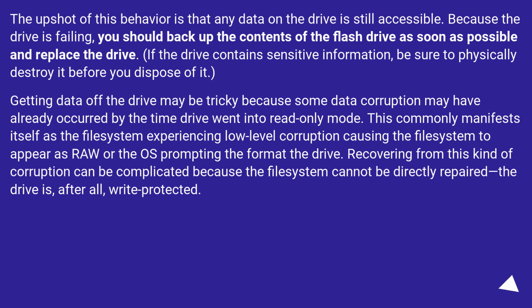Getting data off the drive may be tricky because some data corruption may have already occurred by the time the drive went into read-only mode. This commonly manifests itself as the file system experiencing low-level corruption, causing the file system to appear as RAW or the OS prompting to format the drive. Recovering from this kind of corruption can be complicated because the file system cannot be directly repaired. The drive is, after all, write protected.